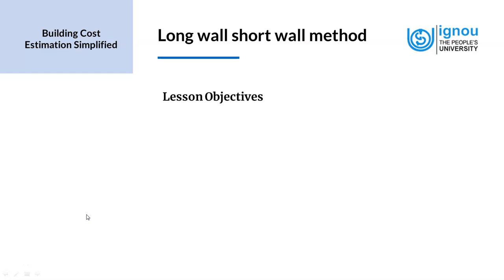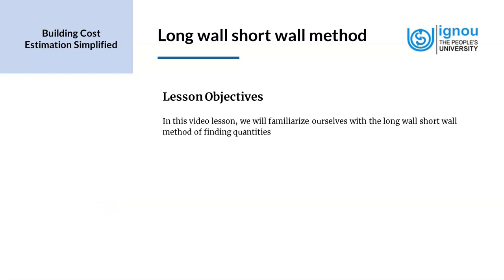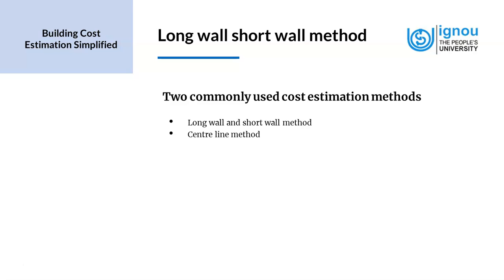First, we'll look at the lesson objective of today's video lesson. In this video lesson, we will familiarize ourselves with the long wall short wall method of finding quantities. Two commonly used cost estimation methods are the long wall and short wall method and the central line method. For our video lesson today, we will be focusing on the long wall and short wall method.